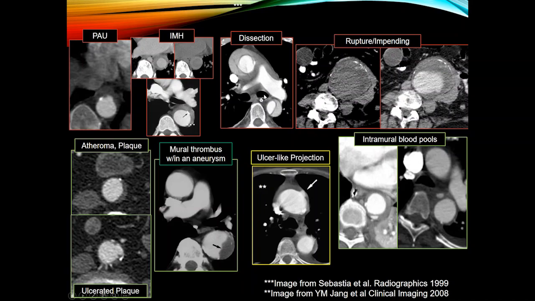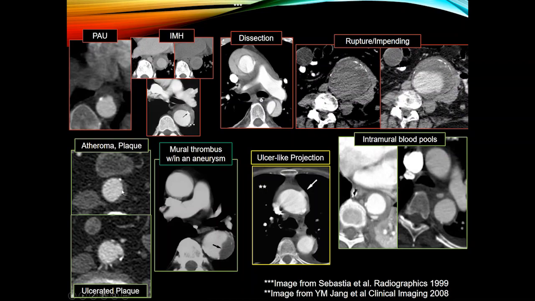This is dissection of what we've seen, and more importantly, this is retroperitoneal hematoma, irregular margins of the aorta. This is rupture, an impending rupture, and regardless of whatever you want to call it, this needs to go to the OR immediately if the patient is still living on your table.